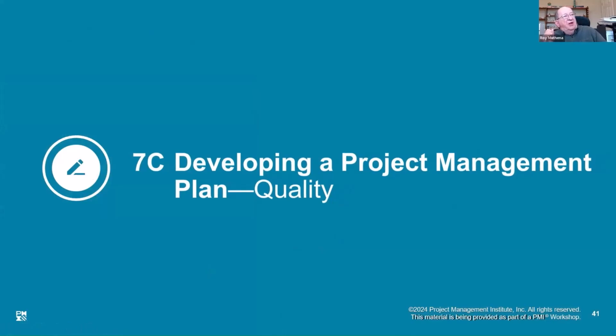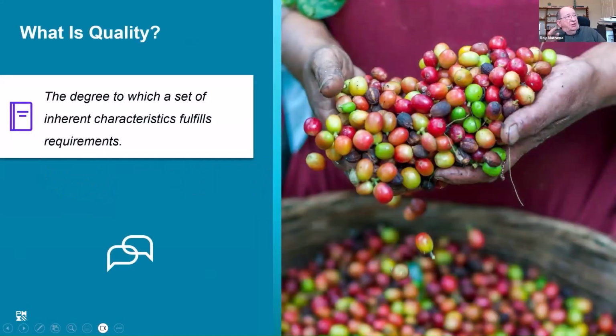The next topic is developing a project management plan, specifically quality, it looks like. Again, there are, goodness, half a dozen ECO line items. You will be seeing this on the exam. What is quality? You have the definition here, and you always want to meet the quality. You don't want to exceed it, but you want to meet it.